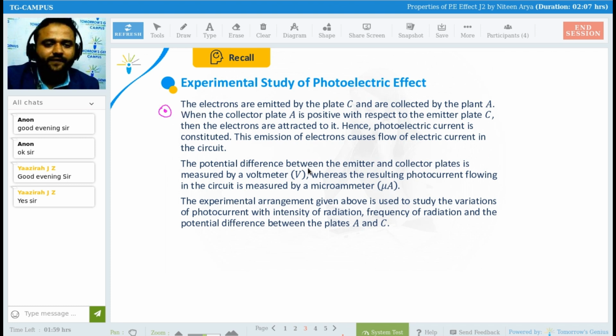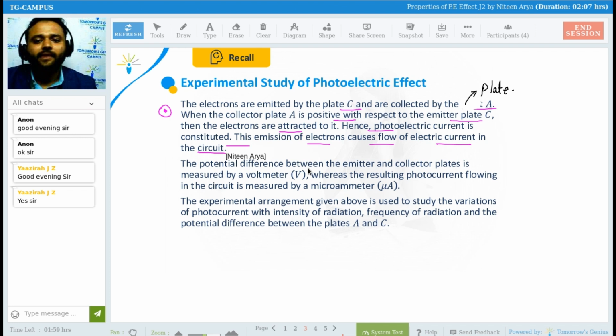So the experimental study of photoelectric effect, that we already did. The electrons are emitted by the plate C and are collected by the plate A. This is plate, not plant. When the collector plate A is positive with respect to the emitter plate C, then the electrons are attracted to it. Hence, the photoelectric current is constituted. The emission of electrons causes flow of electric current in the circuit. Basically, the plate A is going to be positive. We put a positive potential over there, and plate C is going to be negative.